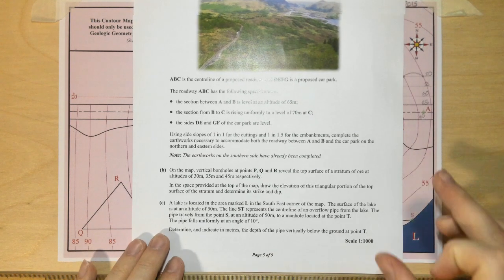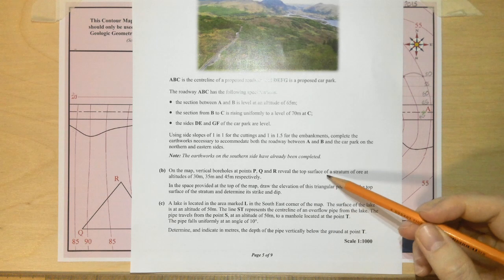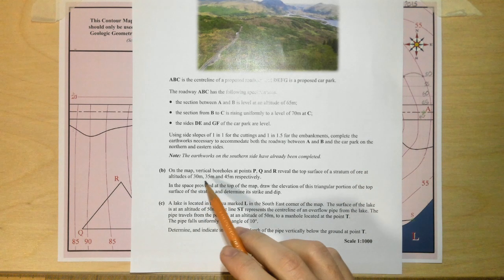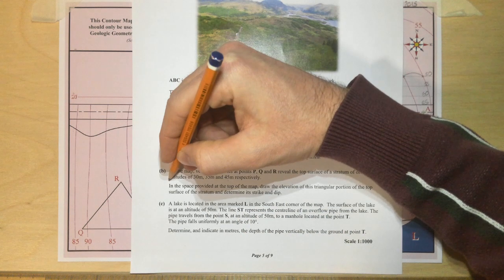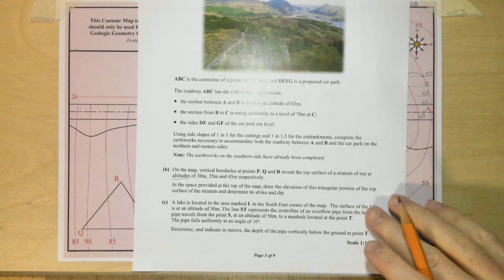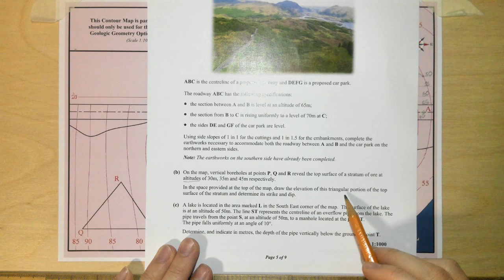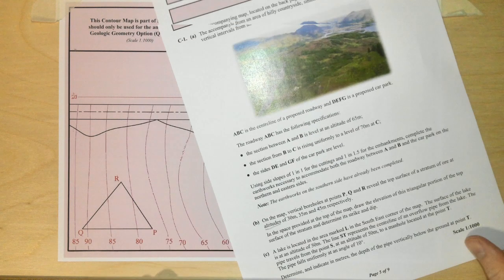Part B now. On the map, vertical boreholes at points P, Q and R reveal the top surface of a stratum of ore at altitudes of 30, 35 and 45 meters respectively. Careful there, it says altitude, so that's your distance up from ground level. In the space provided at the top of the map, draw the elevation of this triangular portion of the top surface of the stratum and determine its strike and dip.